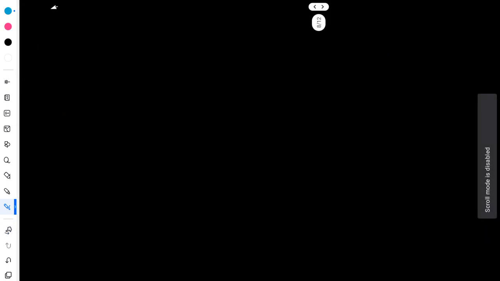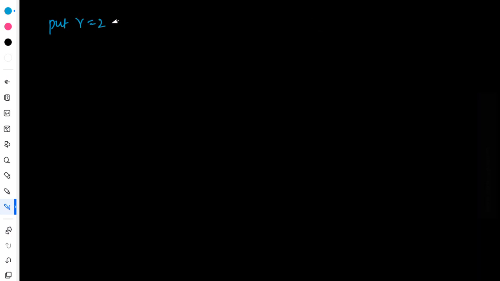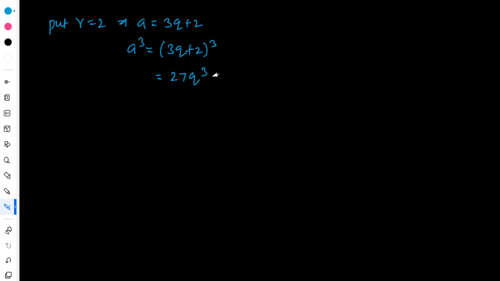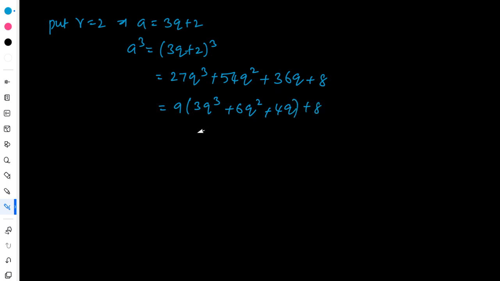Next put r equals 2, then a becomes 3q plus 2. Now take its cube. a cube equals (3q plus 2) whole cube, which is 27q cube plus 54q square plus 36q plus 8. Now take 9 common: 9 times (3q cube plus 6q square plus 4q) plus 8. Consider this as m. So now 9m plus 8.